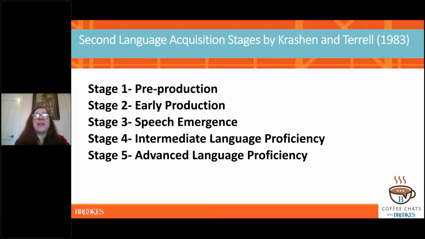And now you see me speaking in simple sentences. Stage 4, now I can speak in complex sentences. And by stage 5, we say it takes 5 to 7 years to get to the advanced language proficiency stage, which means now I'm able to speak in this new language of English as well as a native English speaker.